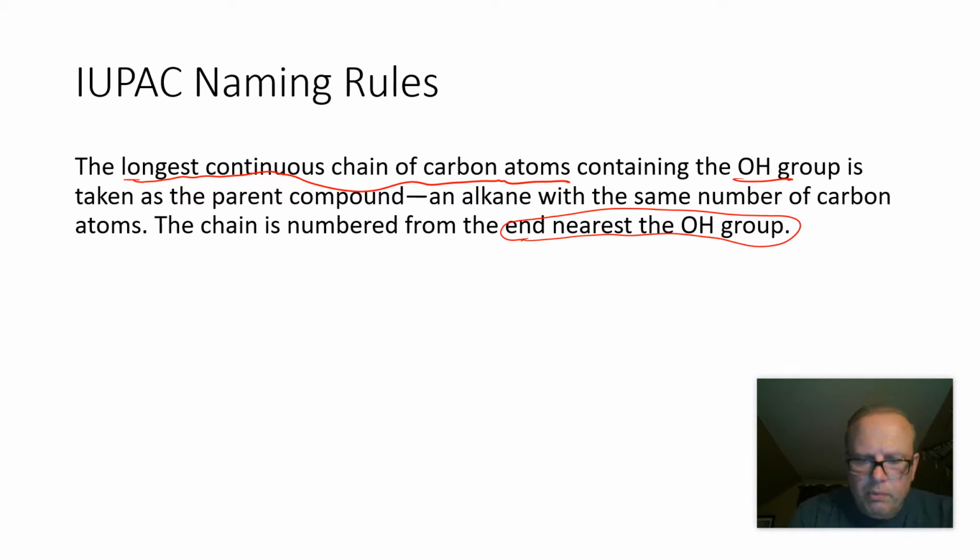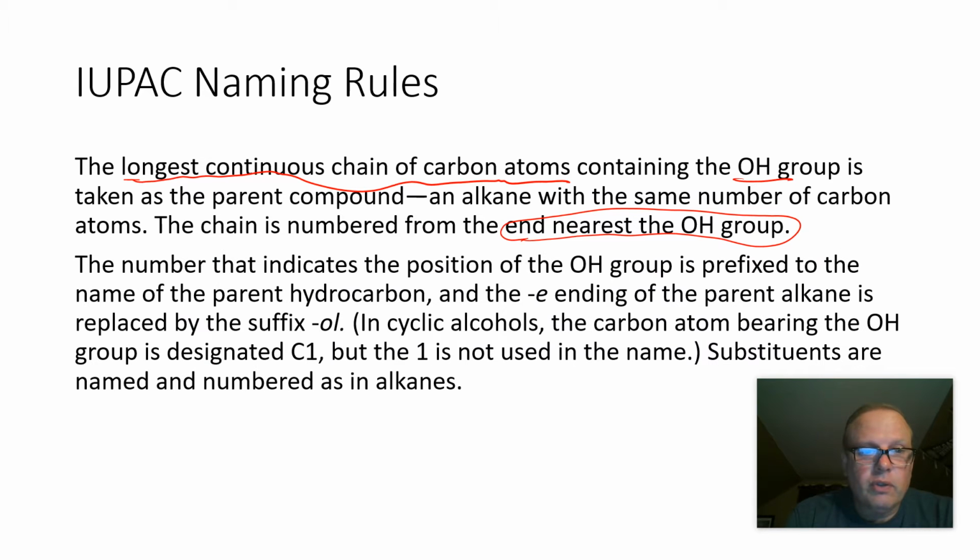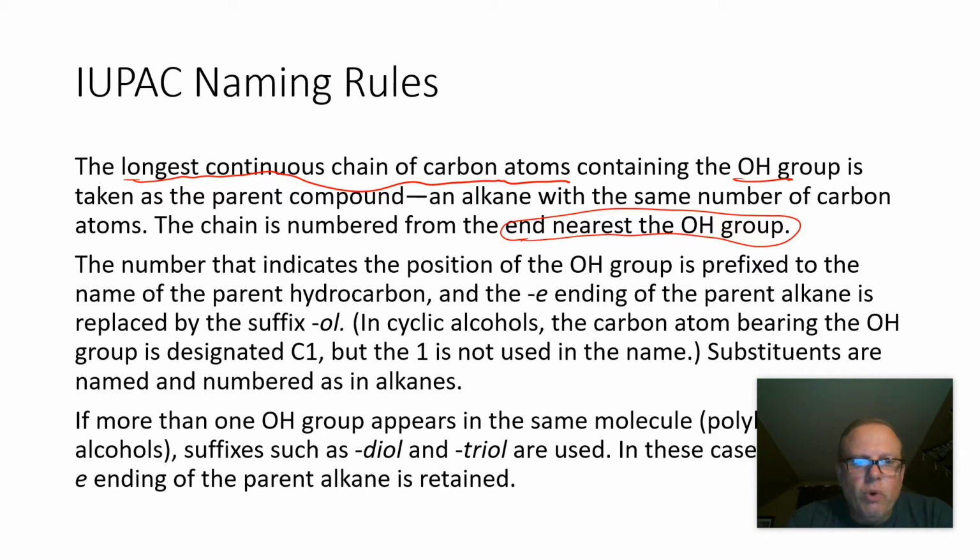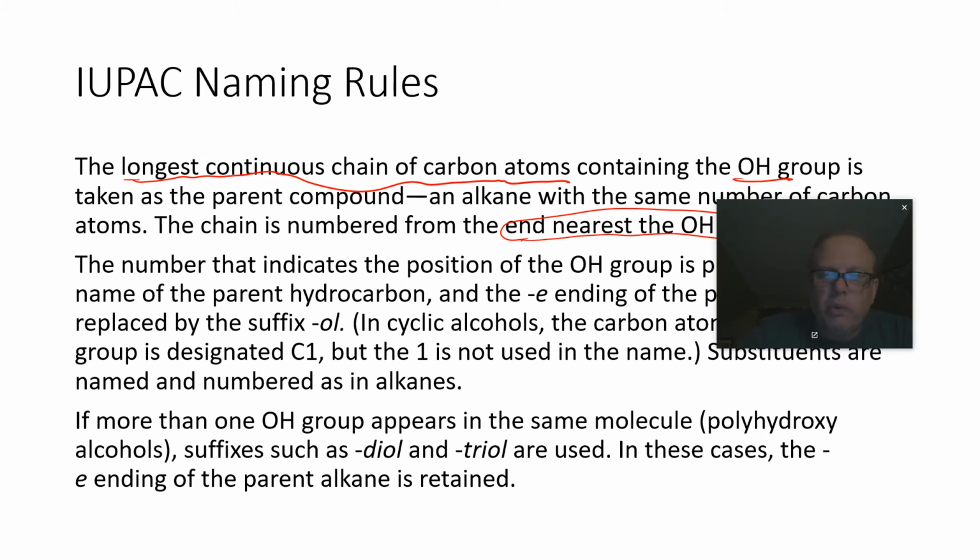So the OH group becomes the primary importance here, much like a double bond was in the previous lesson. The number that indicates the position of the hydroxyl group is prefixed to the name of the parent hydrocarbon, and the E ending of the parent alkane is replaced with OL. So in other words, it goes to OL and you get rid of the E. That's all you really need to know about that. And if more than one hydroxyl group appears on the same molecule, in other words, the polyhydroxyl, we're going to call it a diol or a triol, and I will definitely show these to you as we go.